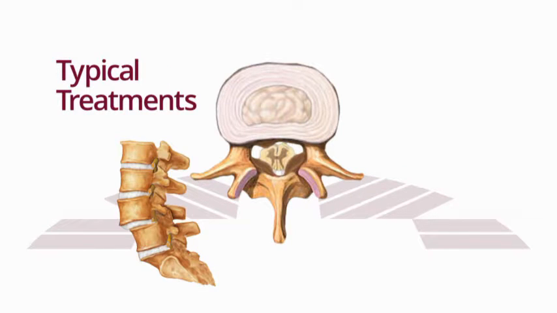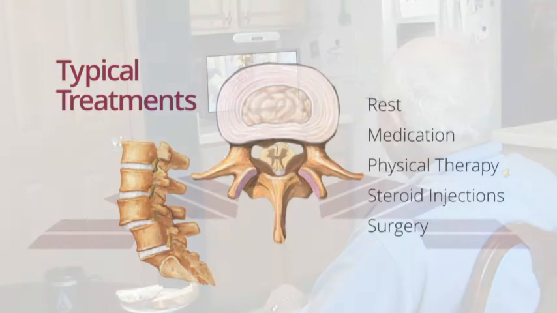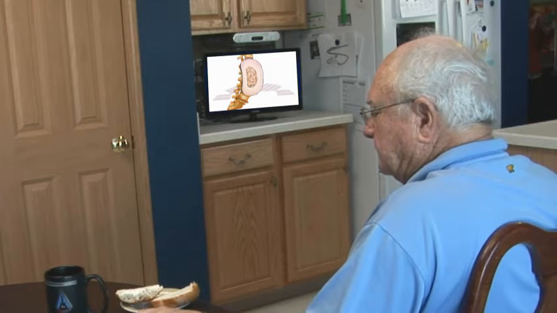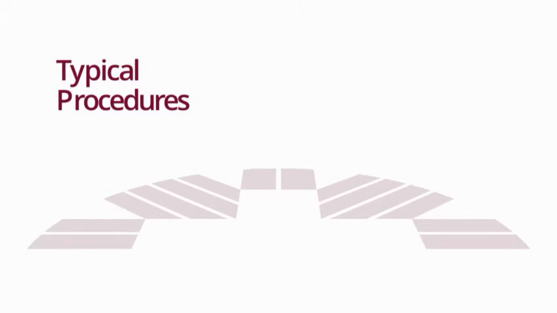Typical treatments for these ailments start with rest, medication, and physical therapy, and may progress to epidural steroid injections. But when those treatments are no longer effective, surgery is recommended to relieve the pressure on your spinal nerves. So here you are, watching this program because you and your doctor have decided that surgery is your best option. There are several different procedures that may be used to improve your condition.